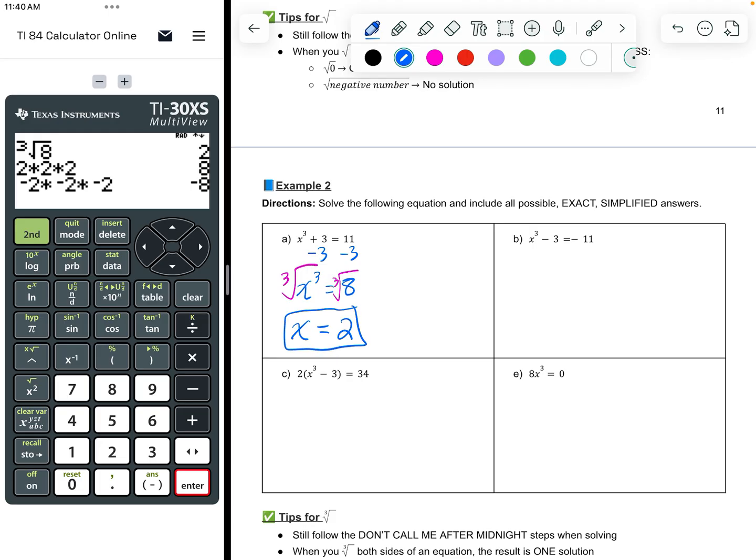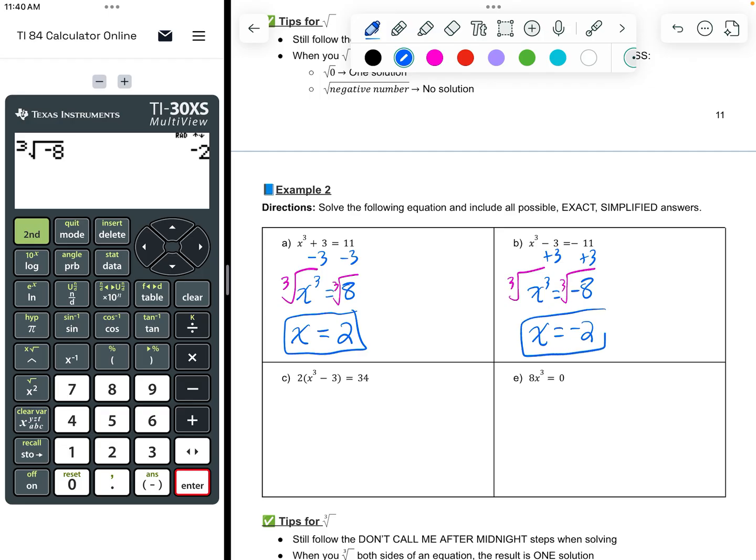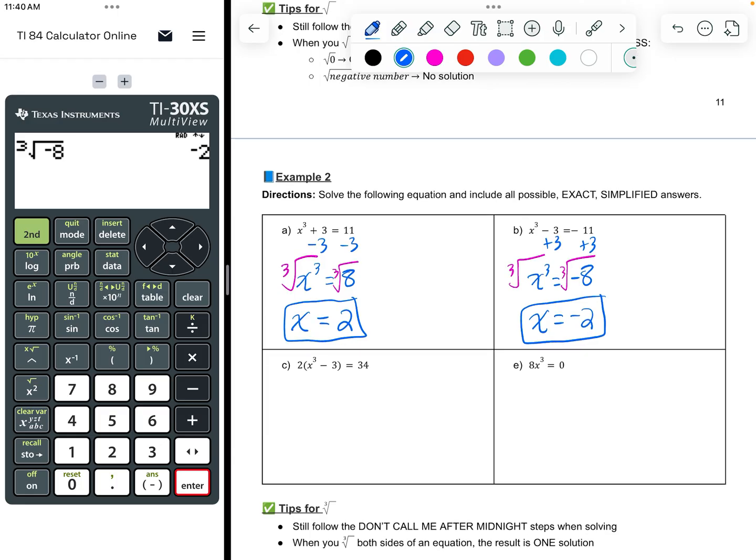Okay. Looking at B, we'll start by adding 3 to both sides. Get x cubed equals -8. Cube root this. And with cube roots, we are allowed to put negatives inside them. If we check this in the calculator, 3, second, caret, -8, now our solution is -2. Okay, so there are differences between cube roots and square roots. Cube roots, you can have a negative on the inside. Square root, you cannot have a negative on the inside. All right, look at a couple more here.